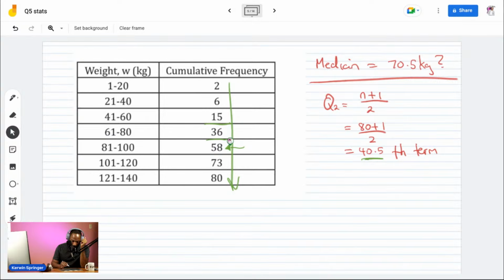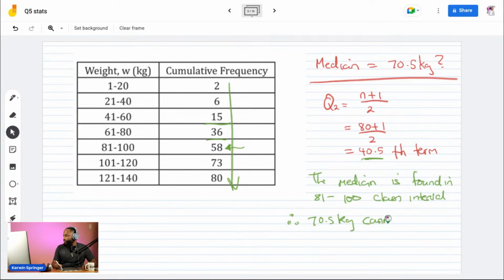So that means the median is found in the 81 to 100 class interval. Therefore, 70.5 kilograms cannot be the median. How would 70.5 be inside here? The median would be a number between 81 and 100.